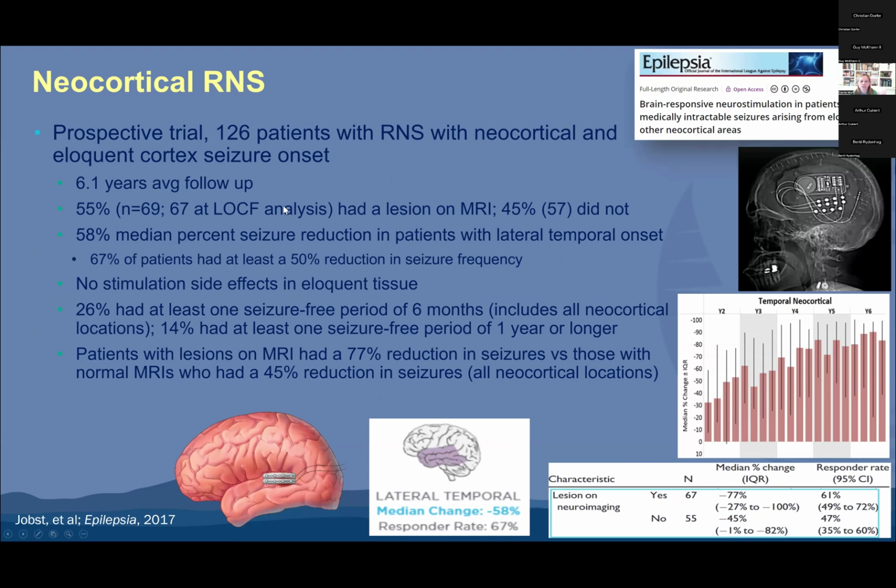Even for neocortical patients, again, another study looking at RNS with neocortical onset. Of the lateral temporal patients in this category, the median reduction in seizures was 58%, and there was a 67% responder rate. And again, a lot of these patients did not have any lesions on imaging. And again, there was no real statistical difference in patients who had abnormal MRIs versus not, although there was a 77% reduction in seizures for those with lesions in MRI, 45% reduction in those with normal MRI, but it was not statistically different.